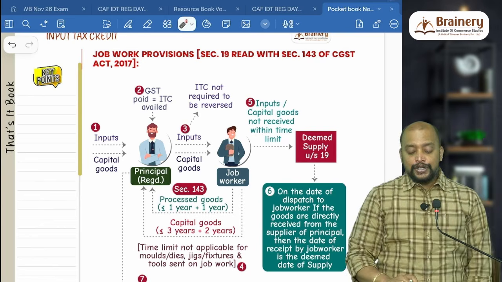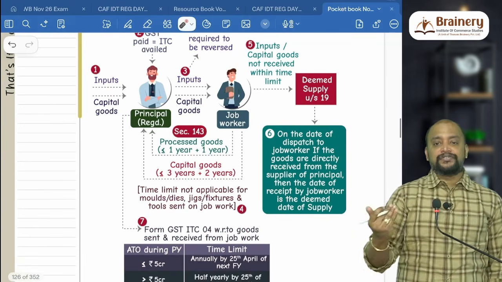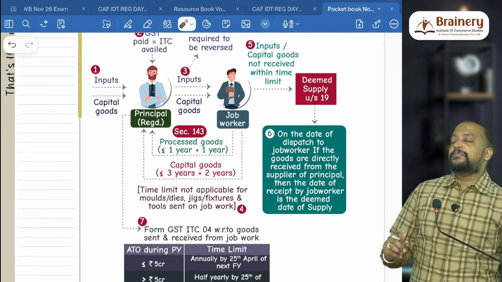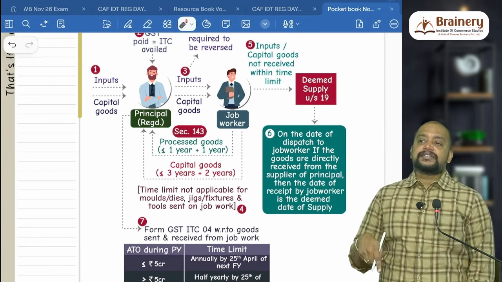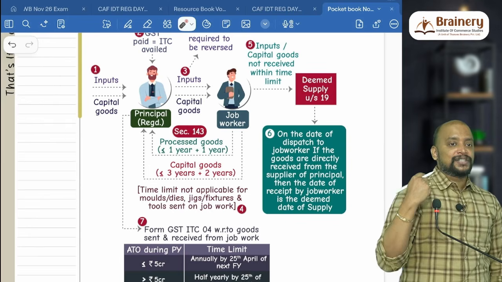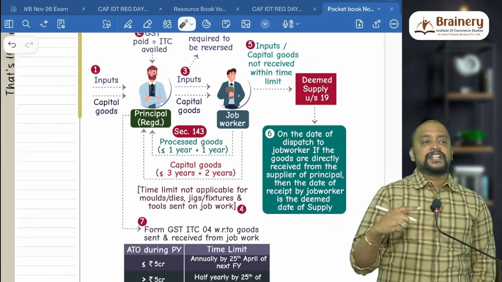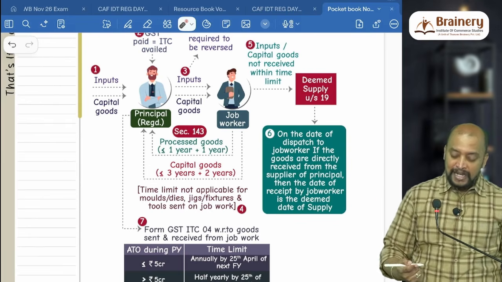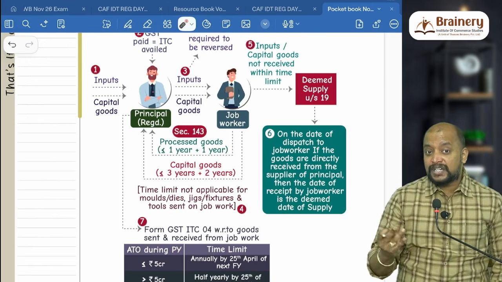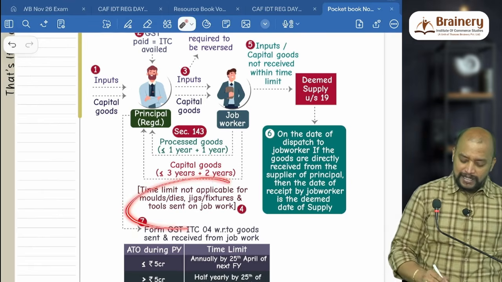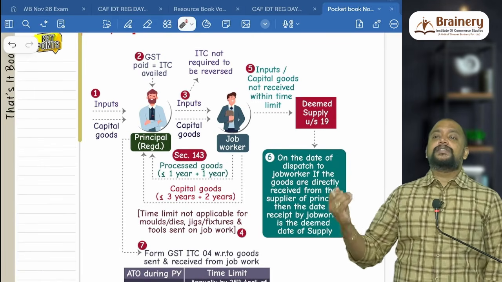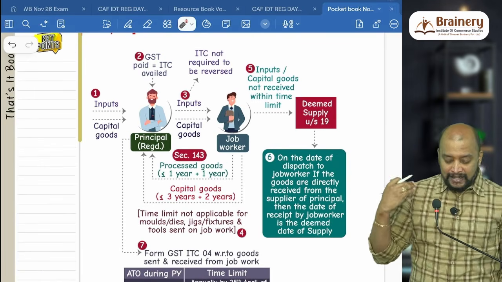The job worker should return the processed goods out of those inputs and capital goods within the prescribed time limit. That prescribed time limit is 1 year, which can be extended for a further period not exceeding 1 year. In case of capital goods, it is 3 years, which can be extended for a further period not exceeding 2 years. And in case of three goods, molds and dies, jigs and fixtures and tools, this time limit is not applicable.